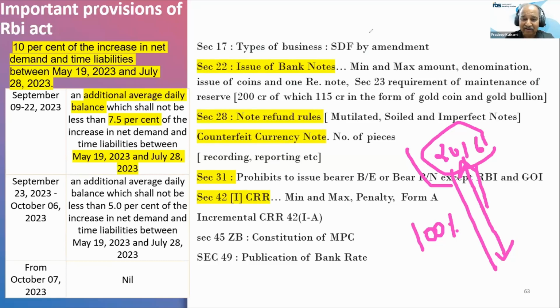And then penalty, BR plus 3%, BR plus 5%.